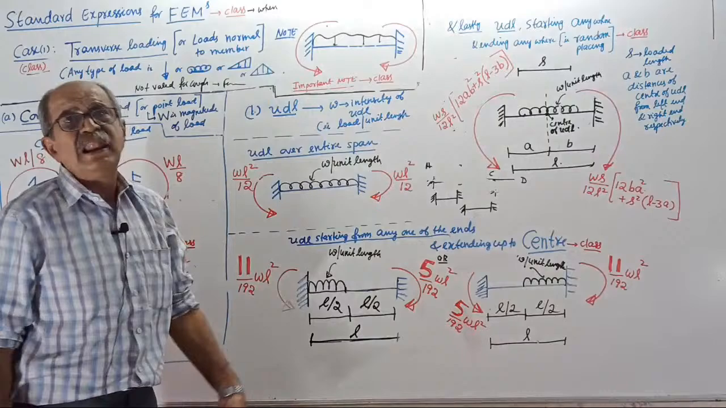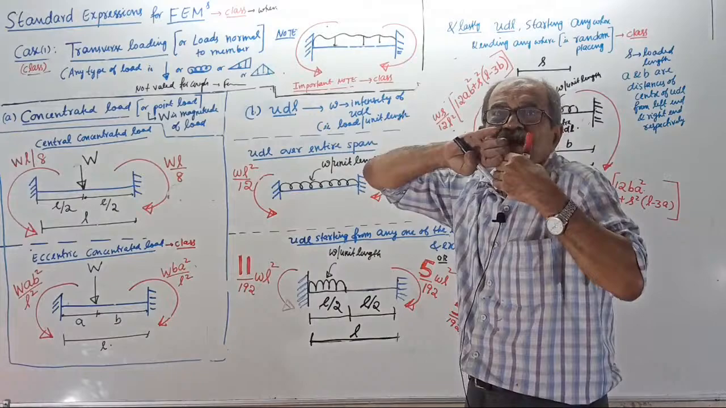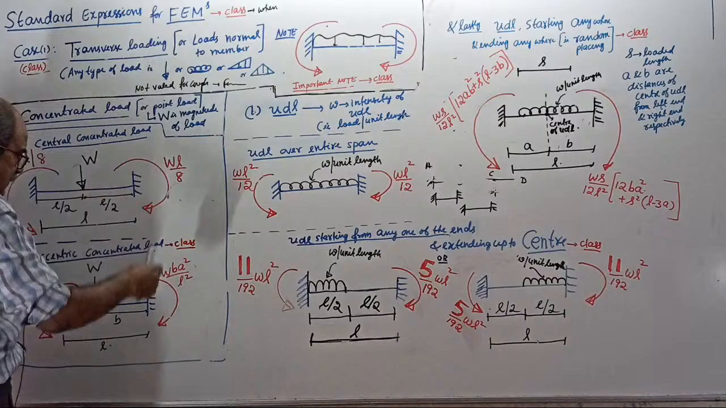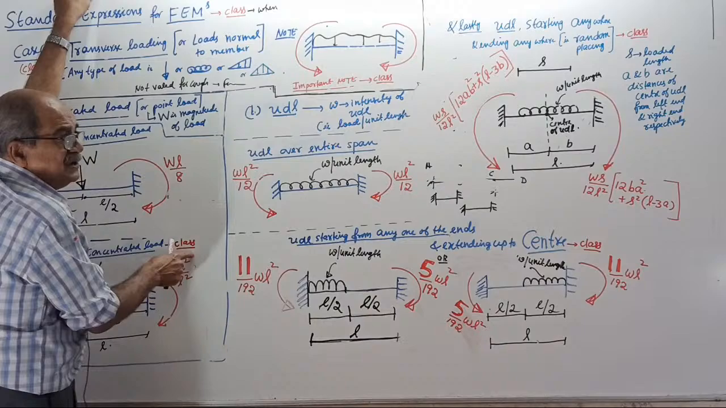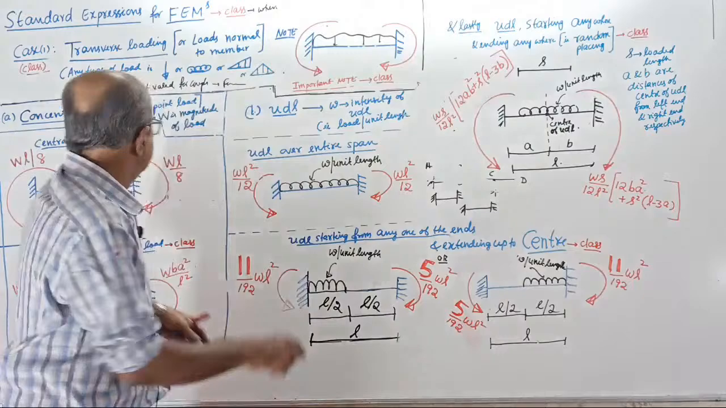Or load into this distance into the other square. Here also the same formula. Load into, from here, this distance into the other square. So, this FEM is load W into A into B square by L square here. Load W into B into A square by L square. What all I told in the class in words, you should write: load into the distance on the side you want, into the other distance squared, by span square. Clear and clear. Both clear.